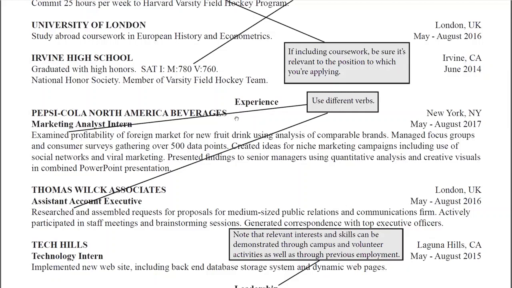So the name of the company you work for, where this company is located, the duration of your job over there, and what was your designation. And then you can write a paragraph, or you can write this sort of information in bullet form also. This examined profitability of foreign market for new fruit drink using analysis of comparable brands. Once again, managed focus groups, and then created ideas, presented findings.